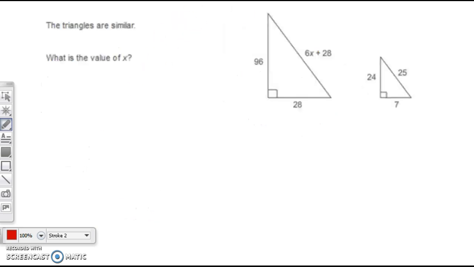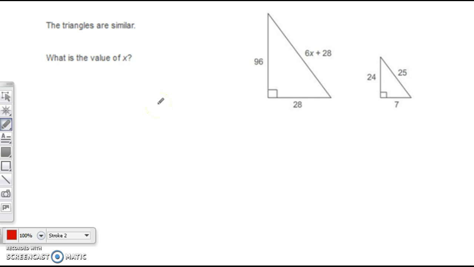The reason I'm going to do proportions every time is because sometimes you get ugly things like this, and it's a little bit harder to use scale factor, although some of you will be great at scale factor. So you do you. If you like scale factor better, go for it. I'm going to go ahead and set up proportions.